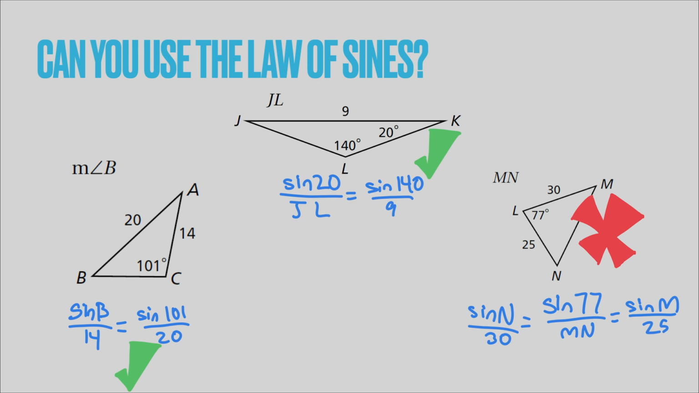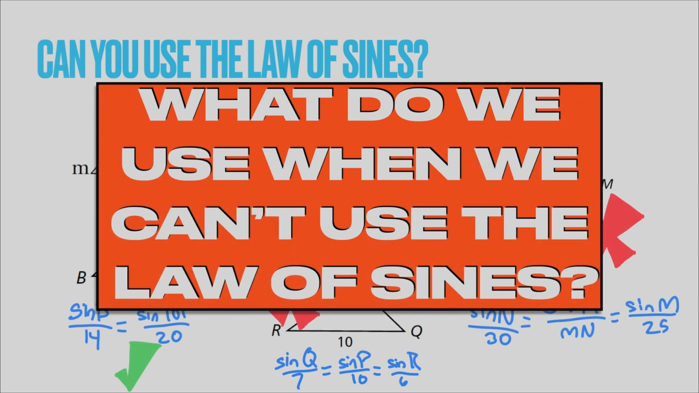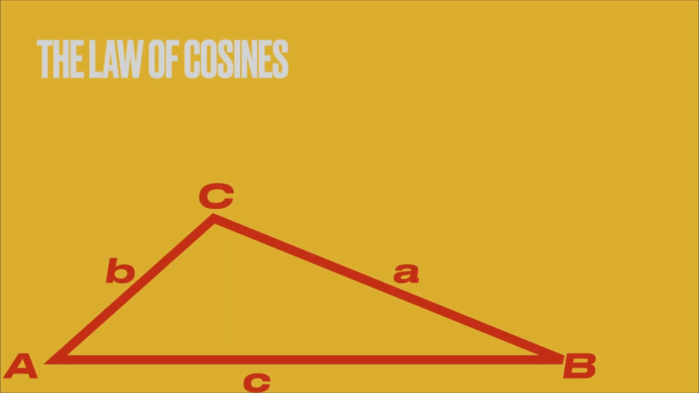Let's look at our fourth option. In this case, I only have all three sides. And here's the problem. When I write it out, all the sides have variables. So I can't use any of these. So notice, if I'm only given one angle and it's the included angle, or if I'm only given all sides, I cannot use the law of sines. So the question I know all of you are asking now is, what do we do when we can't use the law of sines? And the answer to that is we use the law of cosines.